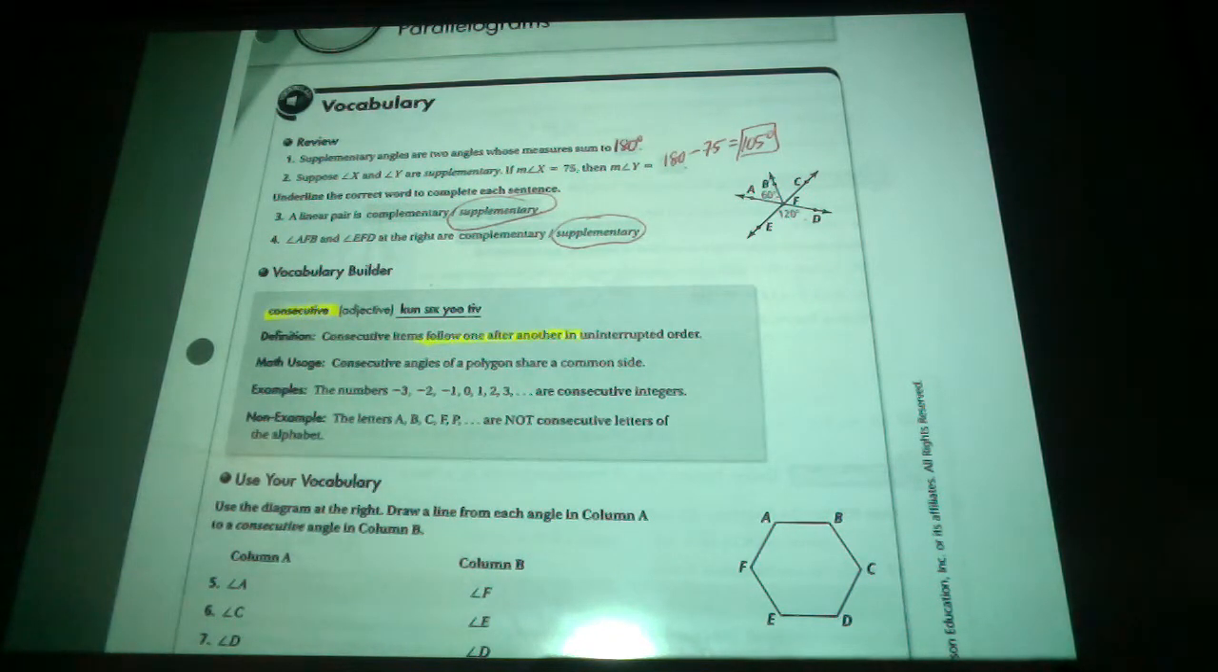They have to be right next door to each other. So look at 5 through 7, and I want you to determine what angles are right next to each other. So draw a line here. And so those should be your answers there. A is consecutive to angle F. Angle C is consecutive to angle D. And angle D is consecutive to angle E.